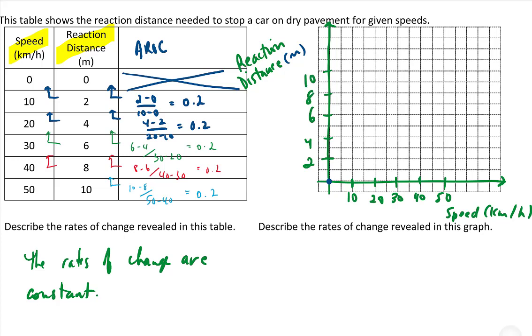Next, let's plot our points. 0, 0; 10, 2; 20, 4; 30, 6; 40, 8; and 50, 10. And notice, since the rates of change are equal, we end up with a straight line.